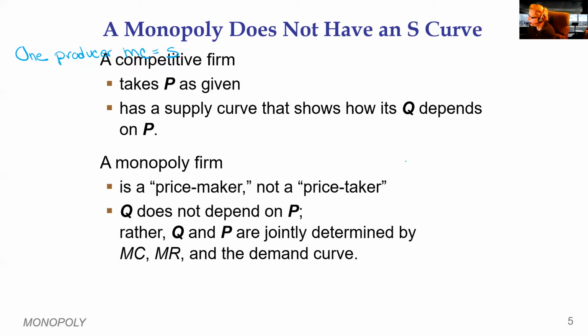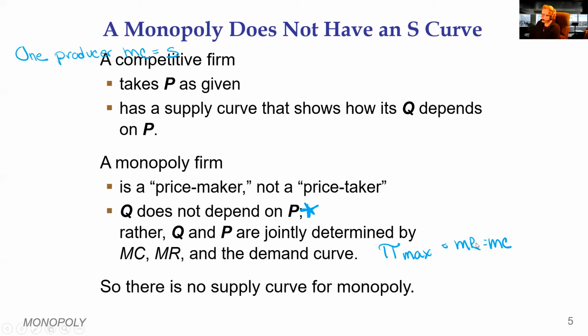Quantity does not depend on price. That's an important idea to think about. Quantity does not depend on price. Remember, they're the only producer, so they're definitely going to make sure that they produce where profit is maximized, and we know that is where marginal revenue and marginal cost are the same. So there's no supply curve for a monopoly, because the monopoly is the supply curve.